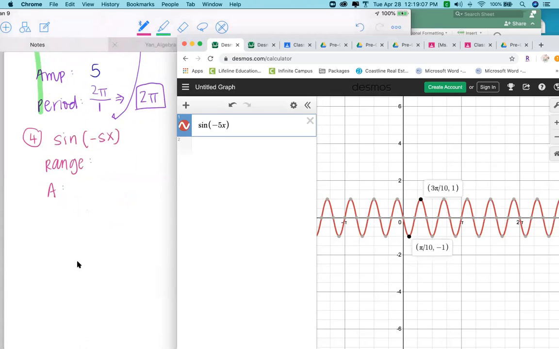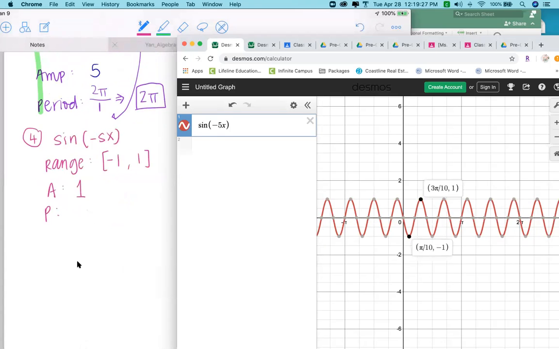So you guys write this down. 1, negative 1. We go from smallest to biggest. And then again, the middle line is still at 0. So our amplitude, our A, is still 1.